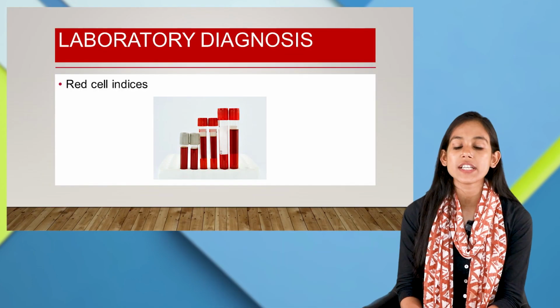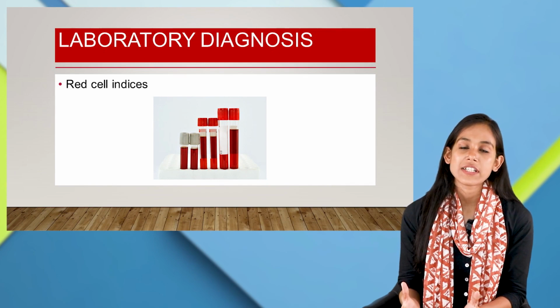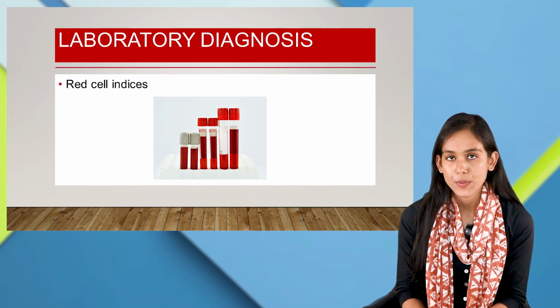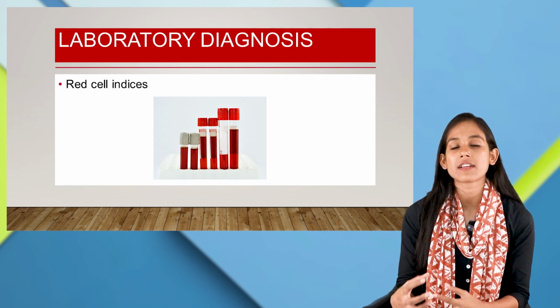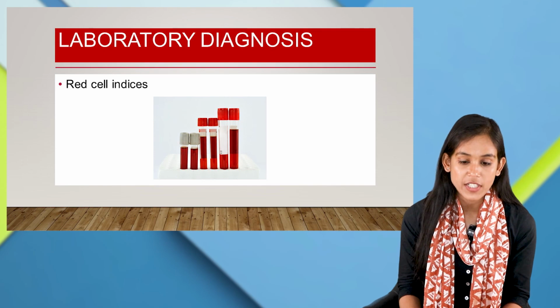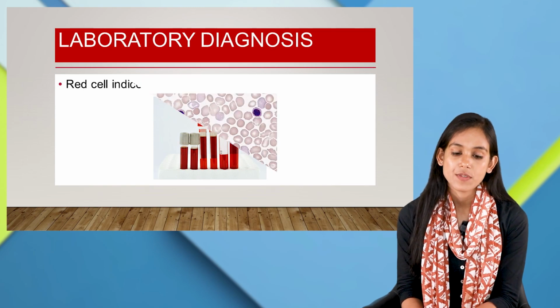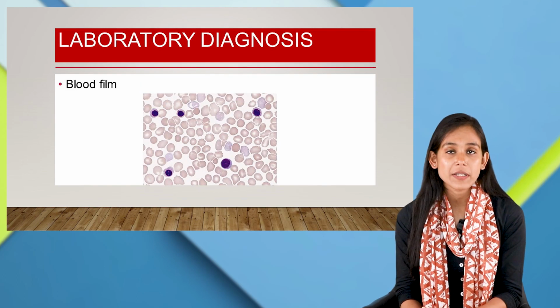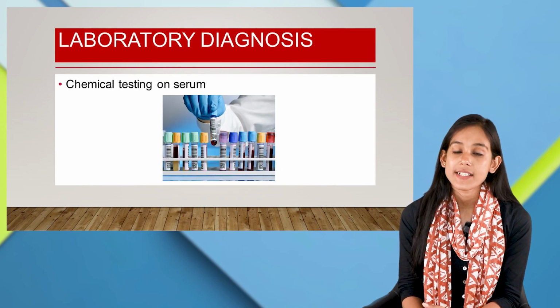Now next, let us move on to the laboratory diagnosis. Now what are the lab investigations that we can do to find out anemia? So the first thing that we can do would be red cell indices, where we can learn about the low hemoglobin concentration, or the MCV values, or MCH or MCHC values. We can also do blood films. We can also check the bone marrow iron, and apart from these, we can do chemical testing on serum. So all these things would tell us if it is a case of anemia, how severe it is, and what is the cause behind it.